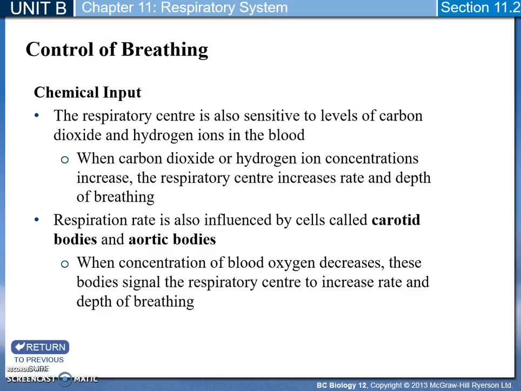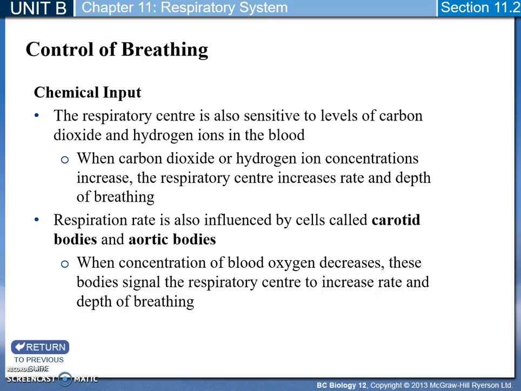Control of breathing is also through chemical input. We often mistakenly think that it's the oxygen levels in the blood that cause this, but actually that's not the case. It's the levels of carbon dioxide and hydrogen ions in the blood. When these rise, the respiratory center increases the rate and the depth of breathing.